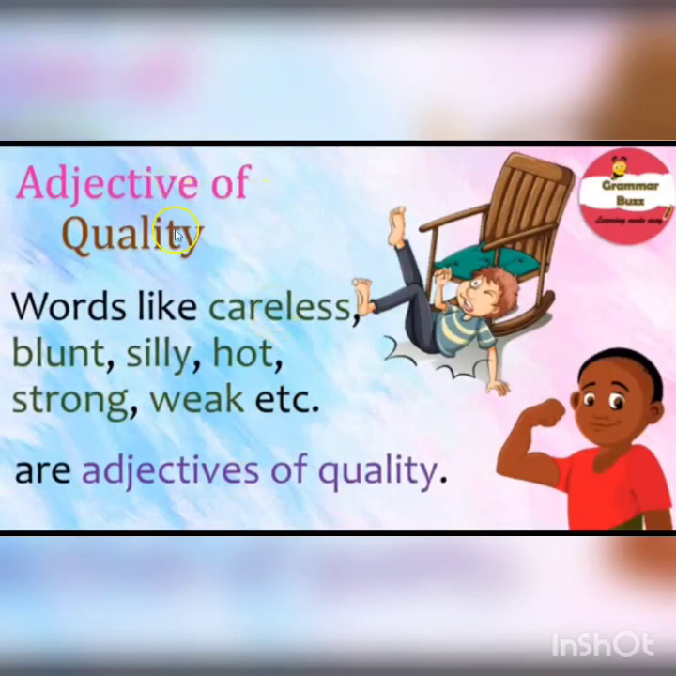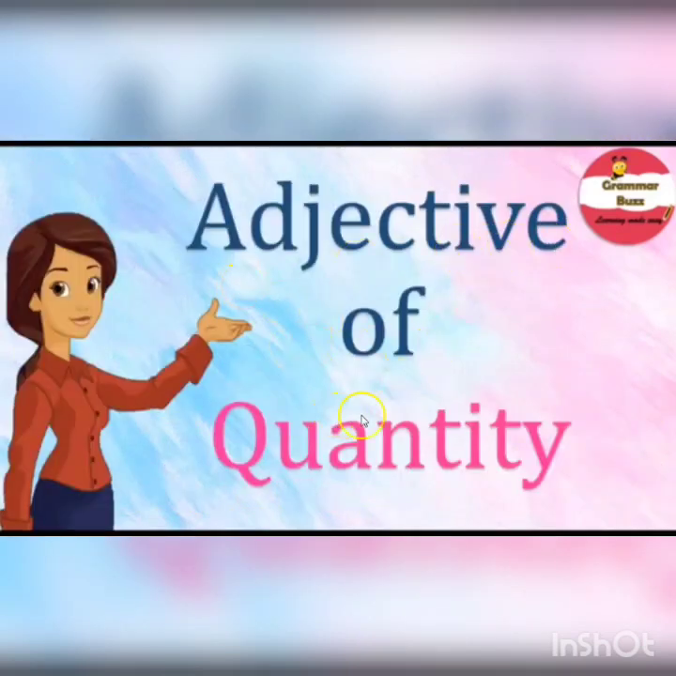Here are some more examples of adjective of quality. Words like careless, blunt, silly, hot, weak, strong. Then you can say huge, high, old, warm, awesome, fierce. Such words which specify a quality of a noun or a pronoun are called adjectives of quality. And the second we'll say is adjective of quantity.